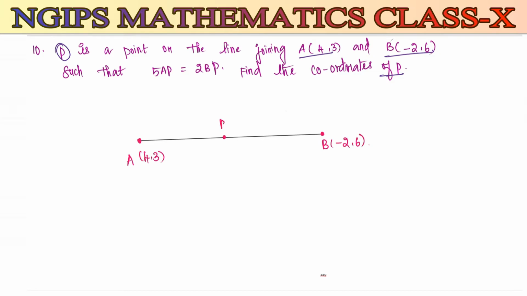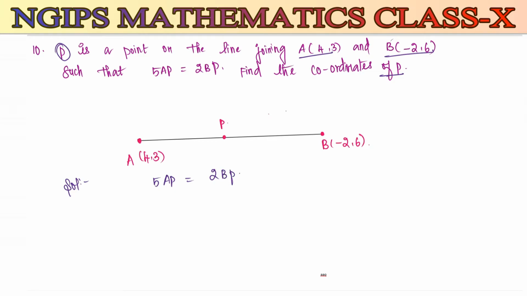I am going to write here P. So 5 times this AP length is going to be equal to 2 times PB. So here directly we cannot take this 5 and this 2. If you take these values, it is going to be wrong. Then how to find these ratios? You need to write here 5 times AP is equal to 2 times BP, right?